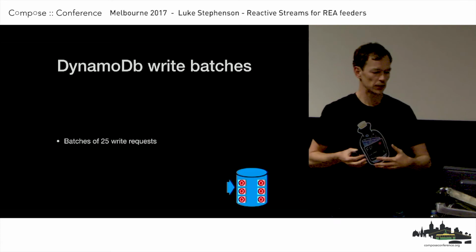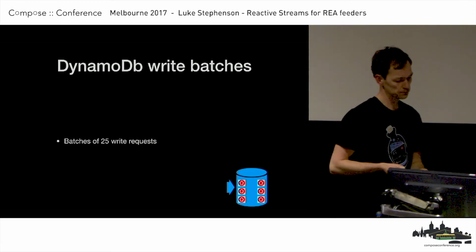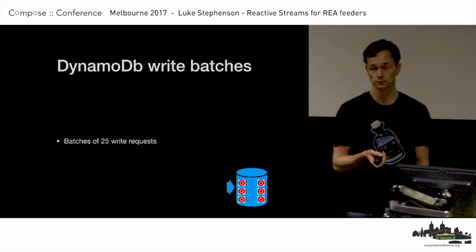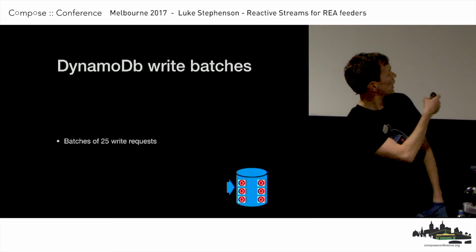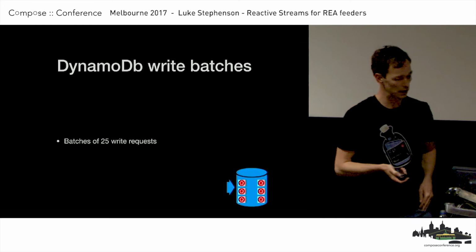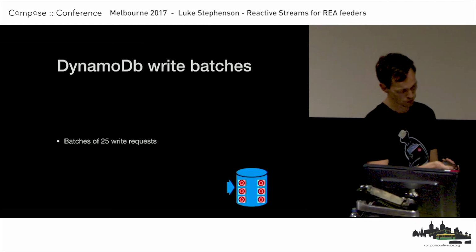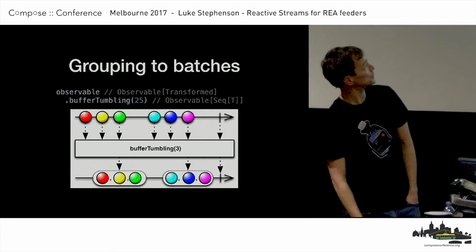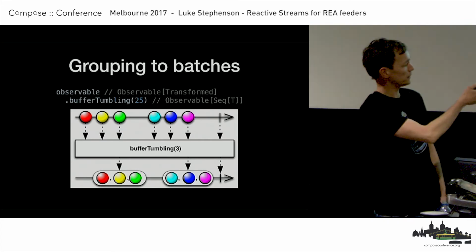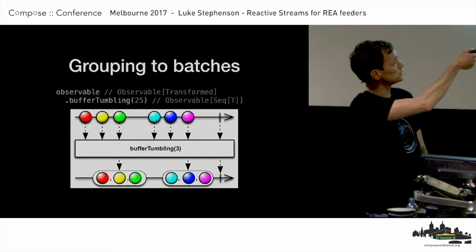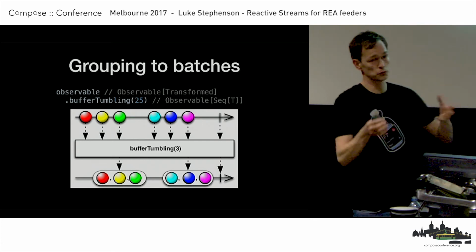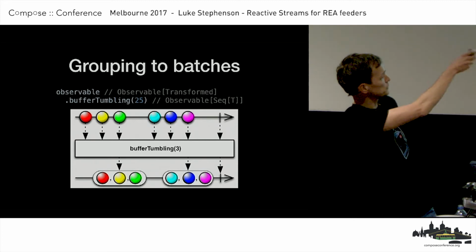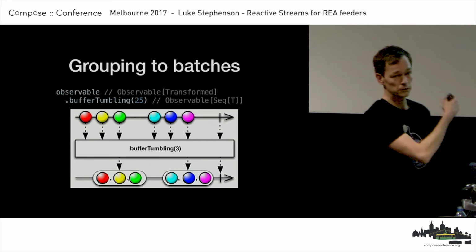So we've got our stream now, and it's rate limited. So we're getting close to wanting to actually write these to DynamoDB. I said DynamoDB allows you to write batches of 25 at a time. So to do that, on our observable, we can use buffer tumbling. Every element now that's emitted from our observable will be a sequence of 25 elements that we need to write to DynamoDB. And that's demonstrated by this marble diagram here.